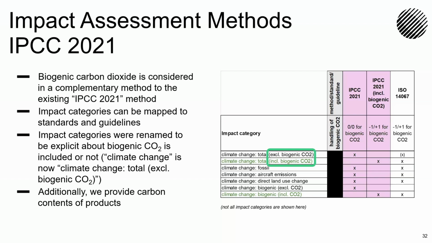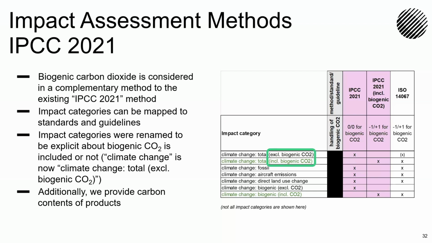Also, aircraft emissions are provided separately in a new impact category. And to be complete, the fossil emissions, excluding aircraft emissions, are provided as well. To increase transparency, emissions and removals are available separately for the land use impact category, which is renamed to direct land use change, as this is what is available in the ecoinvent database today.